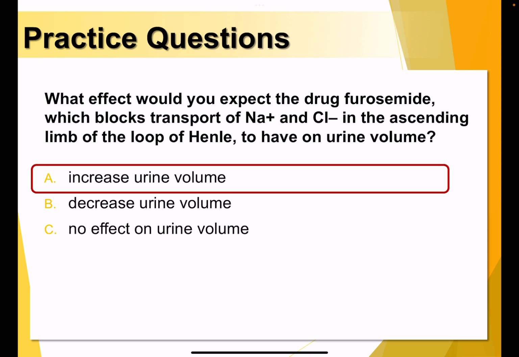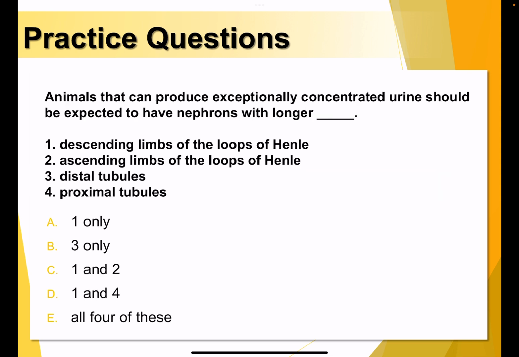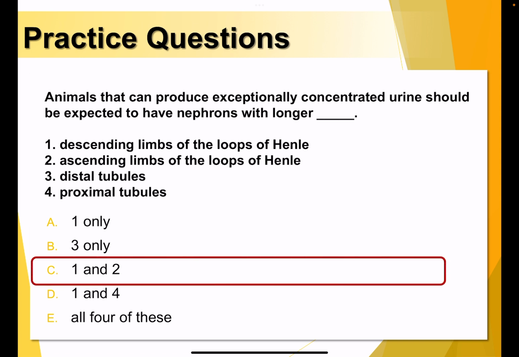If you don't reabsorb sodium chloride, you don't reabsorb water. So all that water is just going to go into the urine. That's why increased urine volume. Animals that can produce exceptionally concentrated urine should be expected to have nephrons with longer what? They have exceptionally concentrated urine. What should they have longer of? Should be your loop of Henle, right?